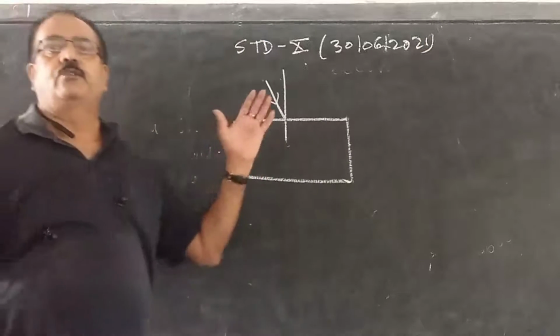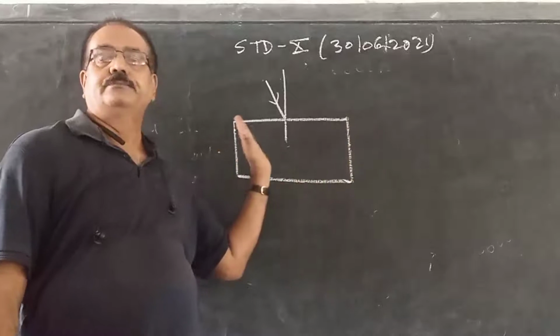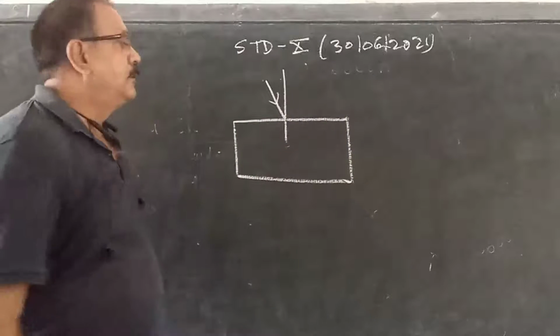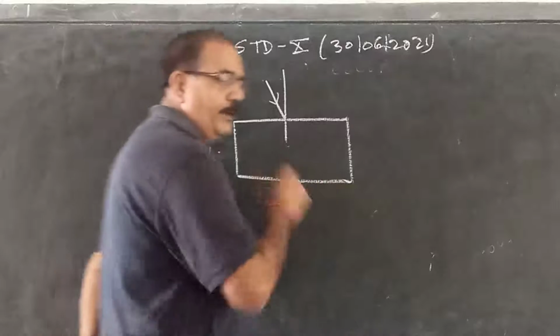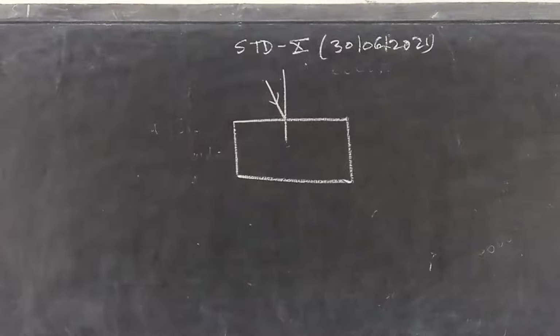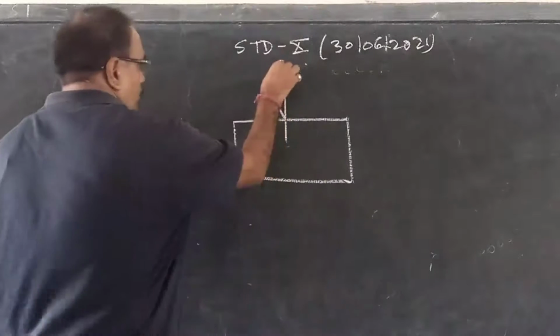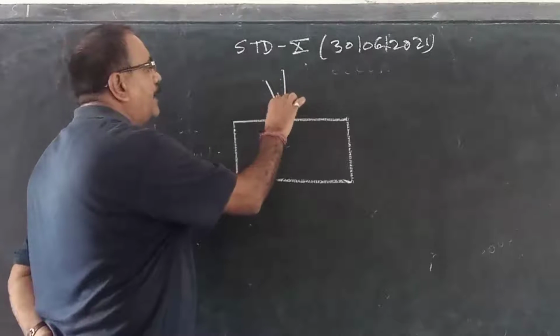Now, I am going to explain to you what lateral displacement is. For this, take a glass slab. This is the air medium, this is the glass medium. When you draw the normal, this is the incidence ray, making some angle with the normal.